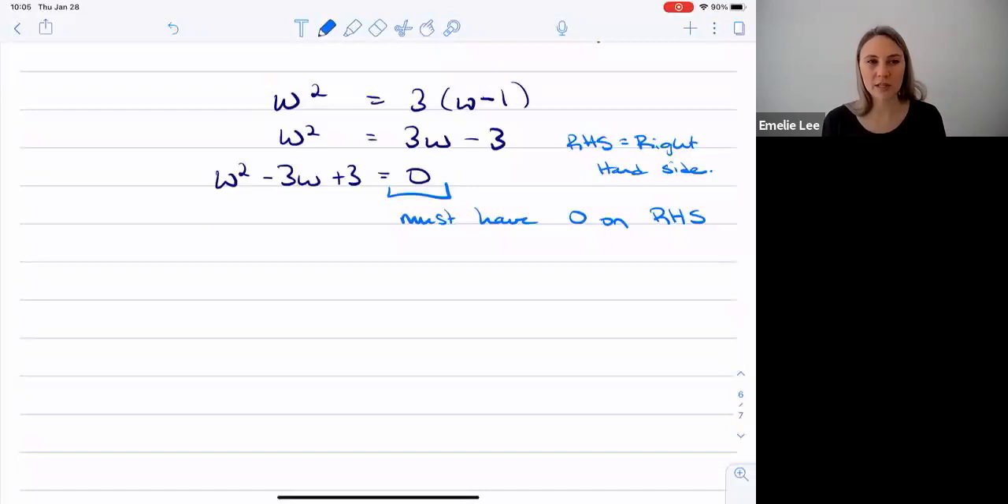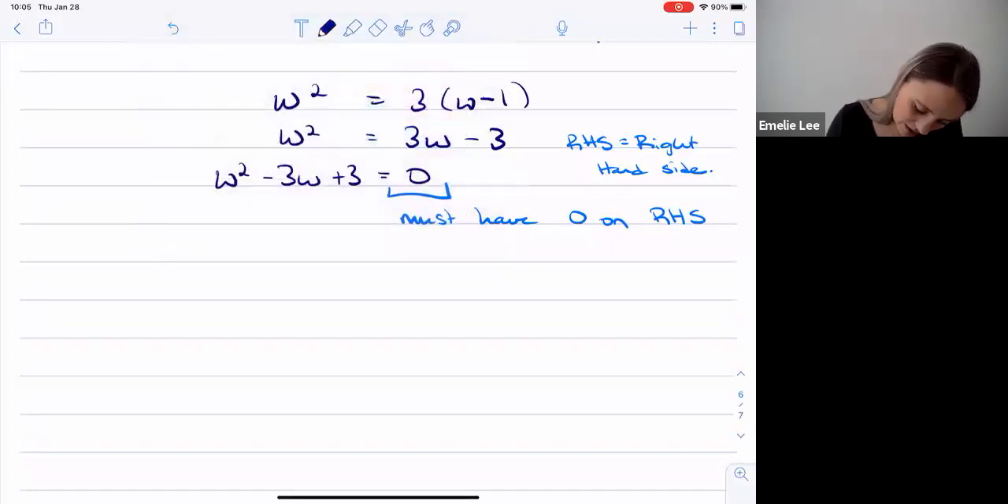I'll use LHS and RHS just because it's the right-hand side and the left-hand side, right? Or on one of the sides, it doesn't actually matter, okay? So you have to have 0 on one of the sides, okay? But now you have this quadratic equal to 0. So now you'll be able to use the quadratic formula.